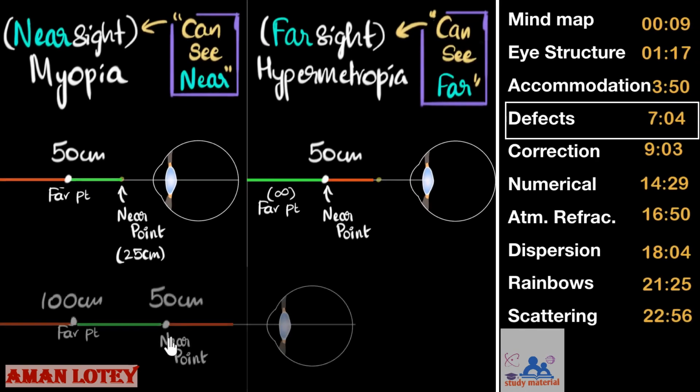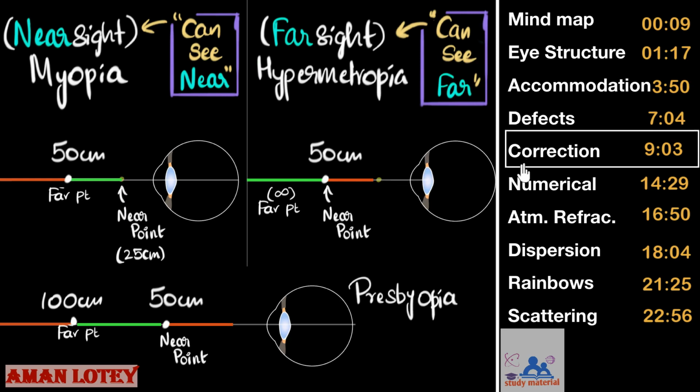And if a person has a problem with looking at both far away objects and closer objects, basically both their far point and near point have been shifted, then we will say they have presbyopia. This usually happens with old age. So what do we do when we have these defects? Well, we have to correct them. And this brings us to the next topic, correction of the defects.